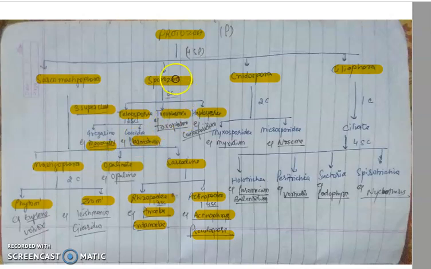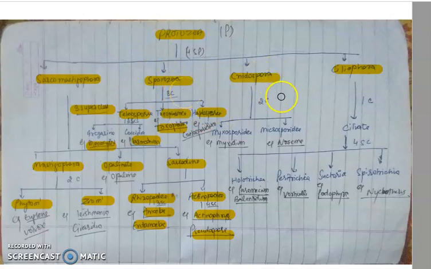Then the second class is Toxoplasmea. In this class, reproduction occurs only by the asexual method, and spores are absent. Example is Toxoplasma. Next class is Haplosporea. Its main example is Haplosporidium. The spores in this class are amoeboid, and reproduction is only of the asexual type, occurring through multiple fission. So this is all about the second subphylum, that is Sporozoa.